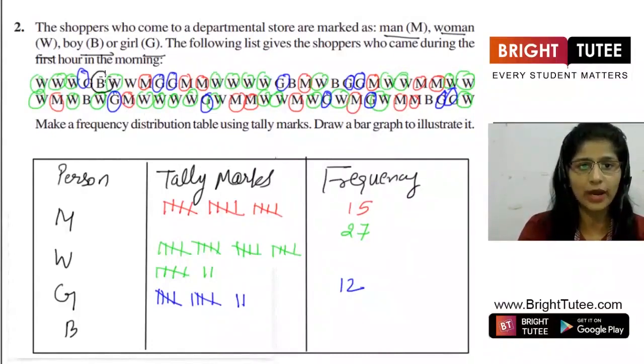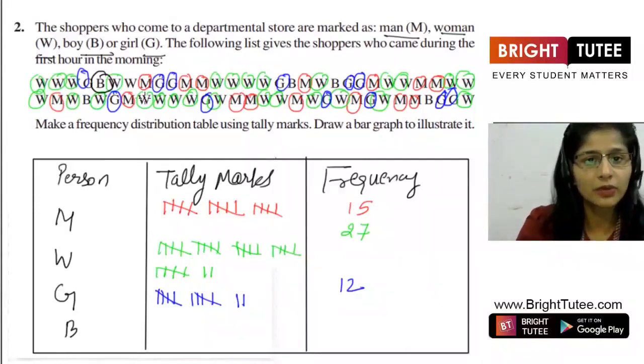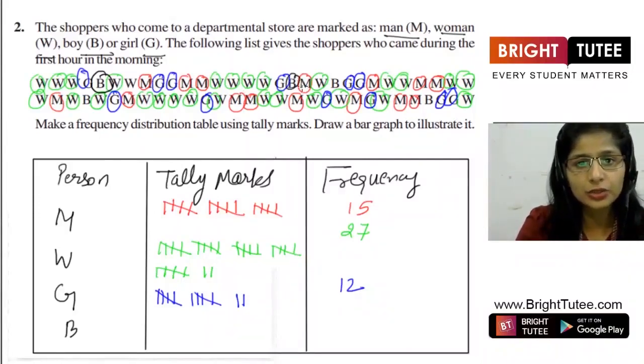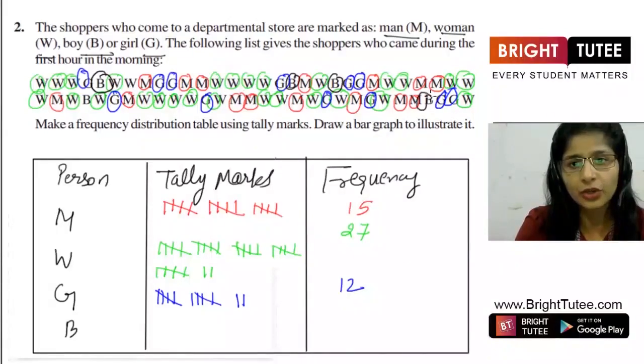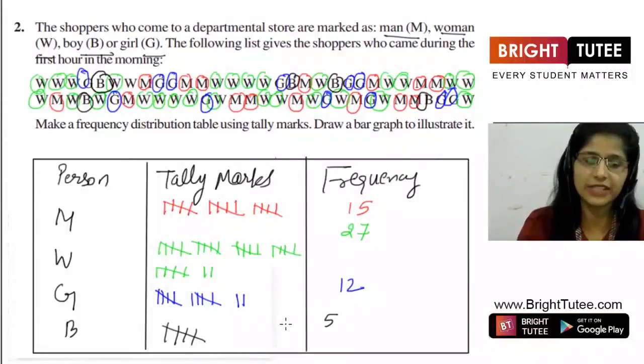So for boys we have 1, then 2, 3, and then here we have 4, then we have 5. So there are 5. So how many boys? 1, 2, 3, 4, 5. These are the number of boys that we have.